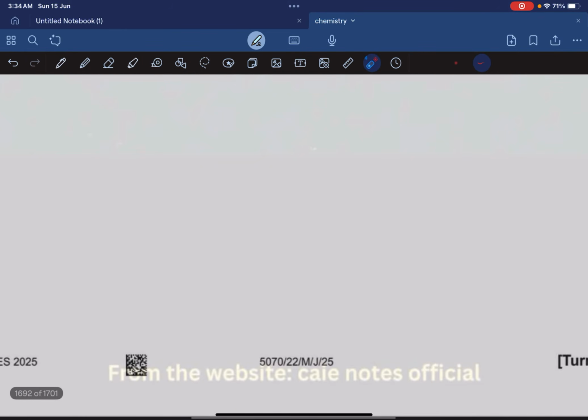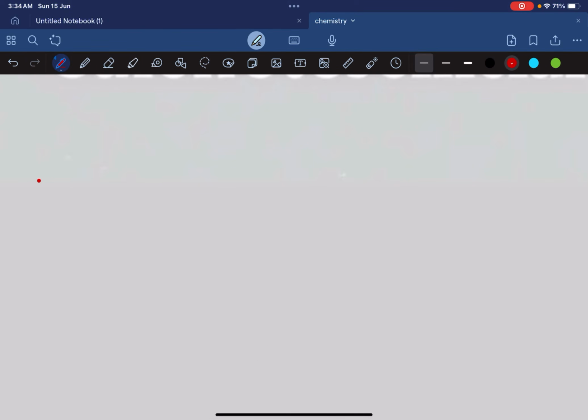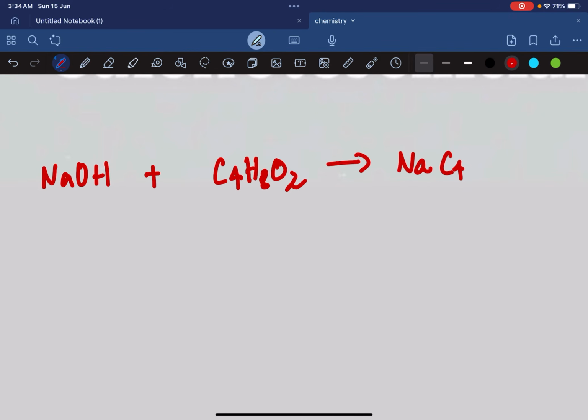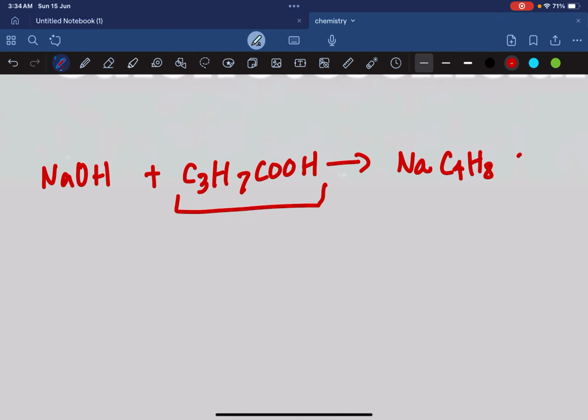Let's do this reaction. So we have sodium hydroxide. Let's do it with the formula: NaOH plus butanoic acid, which is C4H8O2, is going to form... I guess I have to write it in an open way so that it's easy for you guys to understand, because that's going to confuse you. So it's going to be C3H7COOH. That's another way of writing butanoic acid.